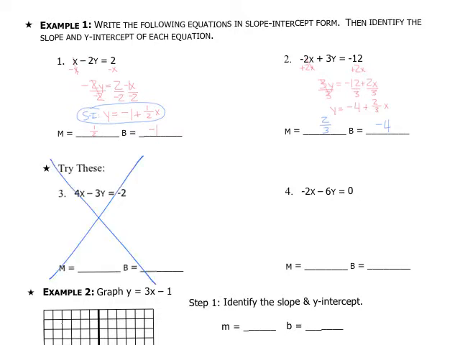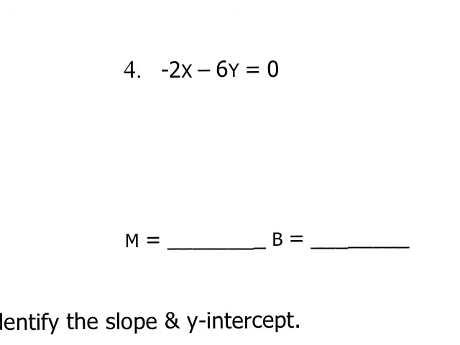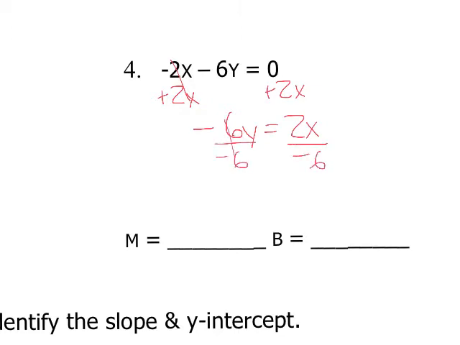Go ahead. Okay, so I want to get y all by itself, so I need an opposite operation here. So I would have to get rid of -2x by adding 2x to both sides. So I have -6y equals 2x, right? 0 plus 2x is just 2x. I divide by -6 on both sides. And I get y equals, I know it's going to be negative because it's a positive divided by a negative. I can divide a 2 out of both 2 and 6, so I'm left with 1 over 3x. So I have y equals -1/3 x.